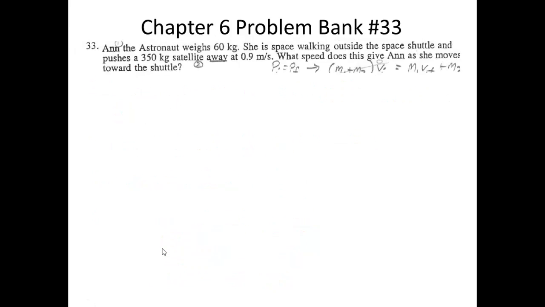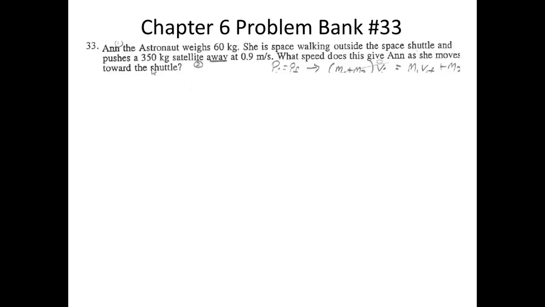Number 33 states, an astronaut weighs 60 kilograms. She is spacewalking outside the space shuttle and pushes a 350 kilogram satellite away at 0.9 meters per second. What speed does this give Ann as she moves towards the shuttle?